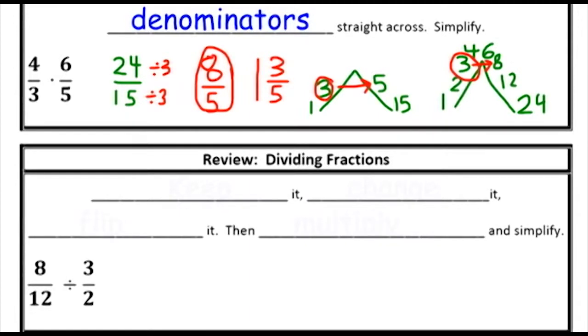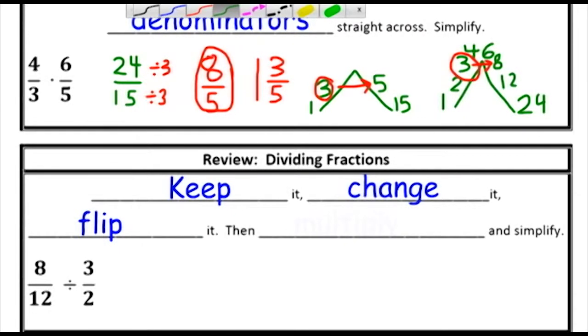Dividing fractions. I always like to say when it comes to math, you don't want to reinvent the wheel. Take something you know how to do well and turn a new problem into that skill. So we're going to turn division into multiplication. 3 things to remember. Keep it, change it, flip it. What that means, we're going to keep the first fraction as is. 8/12 remains 8/12. We change it. Change from division to multiplication.